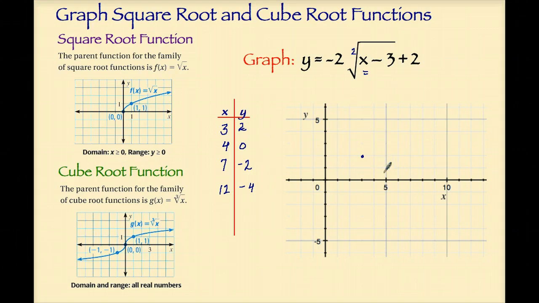Now if we graph 4, comma 0, we get this. 7, comma negative 2, and 12, comma negative 4 takes us down to here.